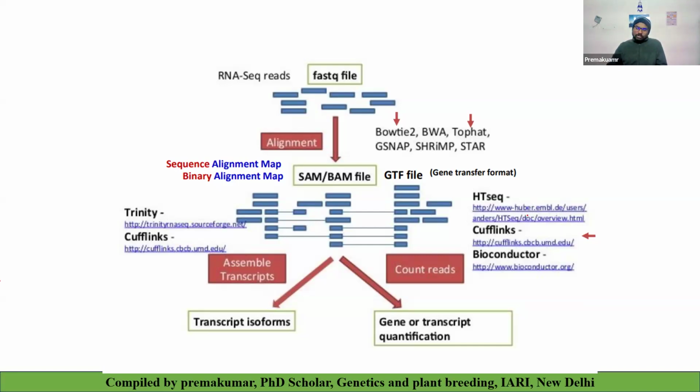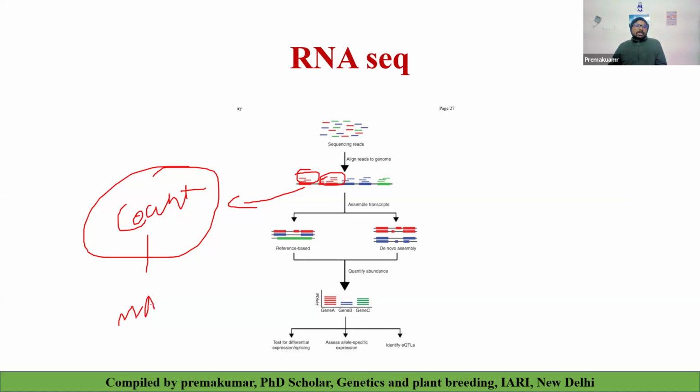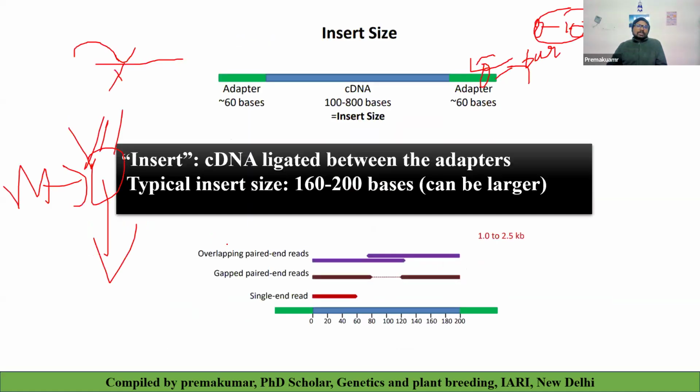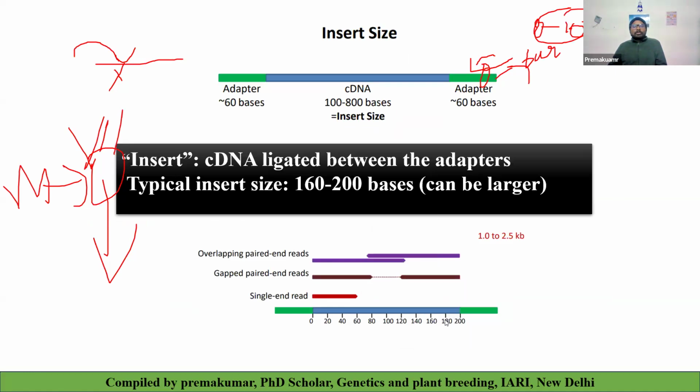After alignment, you calculate how many reads per exon there are. This is called the count file. It's a simple text file, the count matrix file. This count matrix file for each sample is used for DEG analysis. So after BAM, after quantification, you will get the count matrix file. Then that count matrix file is used for differential expression analysis, which you will get in Excel sheets.